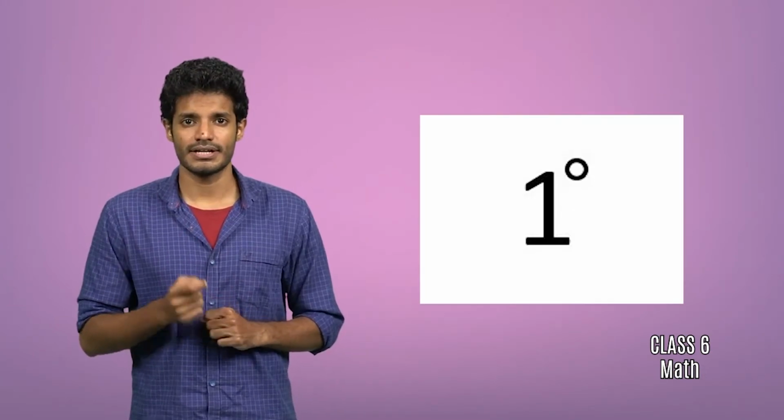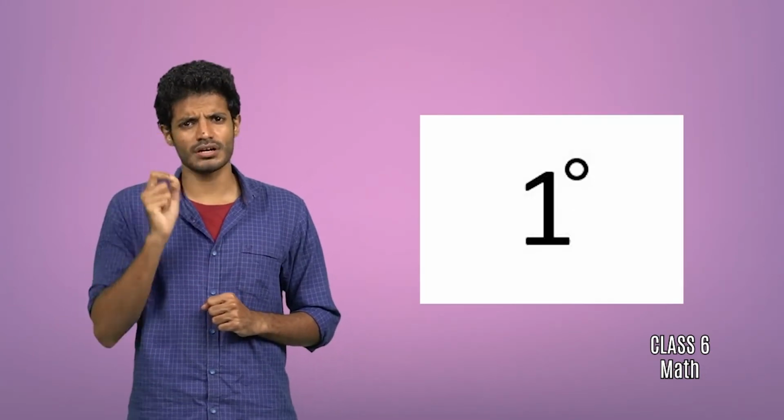Wait, Notes Nanda. How do we find out what the angle is in the first place? Good question. Let us look at that now. To begin with, let us find a small angle with which we can measure other angles. This is done by dividing the circle into 360 equal parts. The measure of this angle is 1 degree, written as 1 with a small circle on the top.